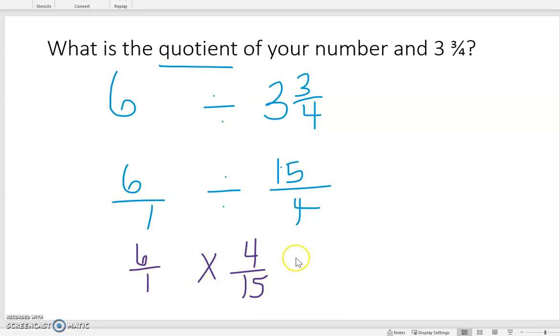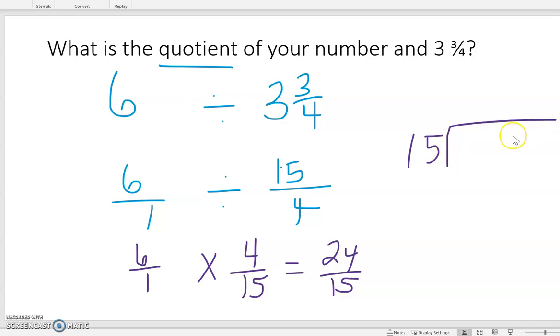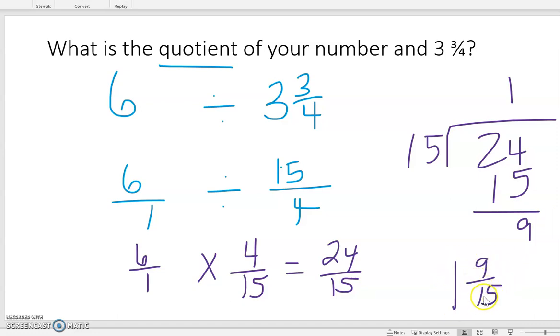Once this turns into a multiplication problem, you can multiply across numerators and across denominators. And then the last thing is to convert this back into a mixed number by dividing. 15 goes into 24 one time with 9 left over. So I have 1 whole and 9 15ths.